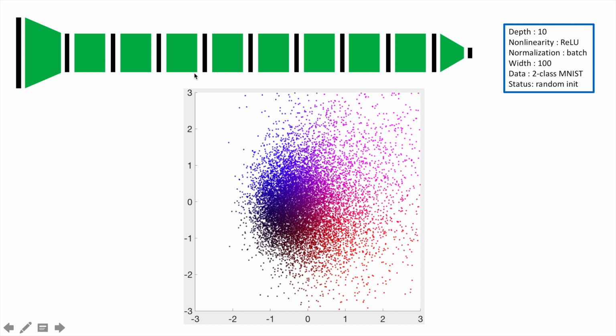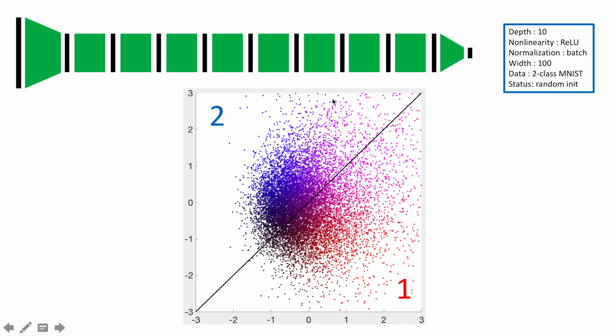Here, we plot the output of the network. On the x-axis, we plot the value of the first output neuron corresponding to class 1. On the y-axis, we plot the value of the second output neuron corresponding to class 2. We take each of the approximately 12,000 data inputs and propagate them forward through the network, obtaining approximately 12,000 outputs. Each of those outputs is plotted in this graph here.